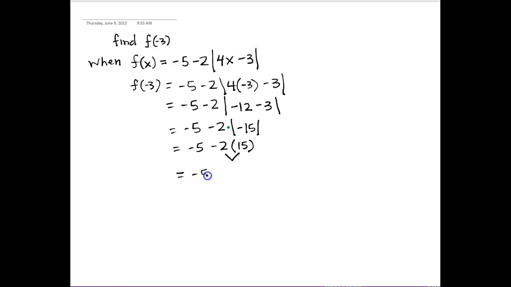All right, so I get negative 5, and then negative 2 times 15 is negative 30. And now I can combine these together. Negative 5 minus 30 is negative 35. And that's how you get your answer there. So just be really careful with order of operations on these types of problems, and I think you'll do great with them.